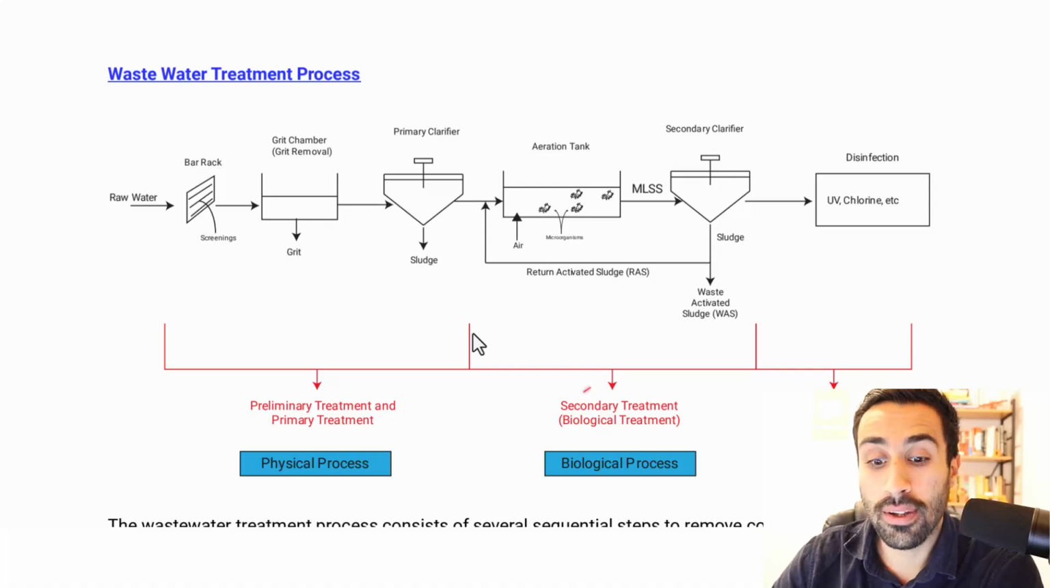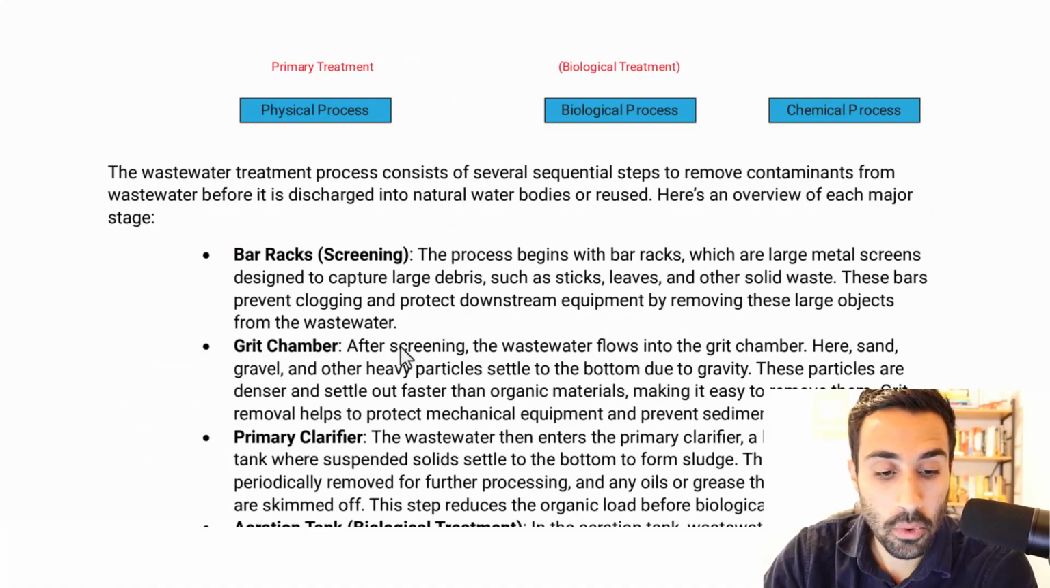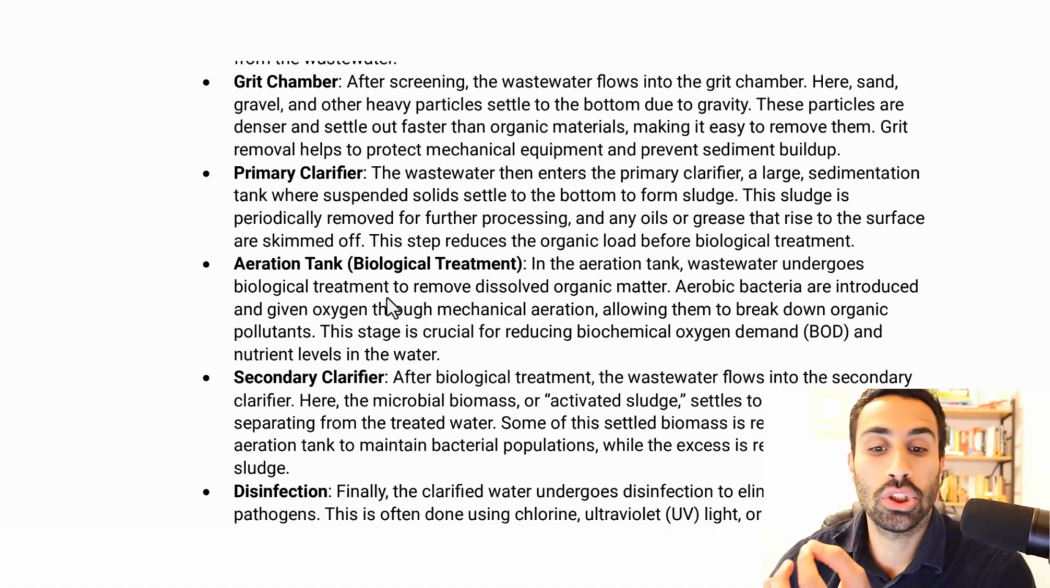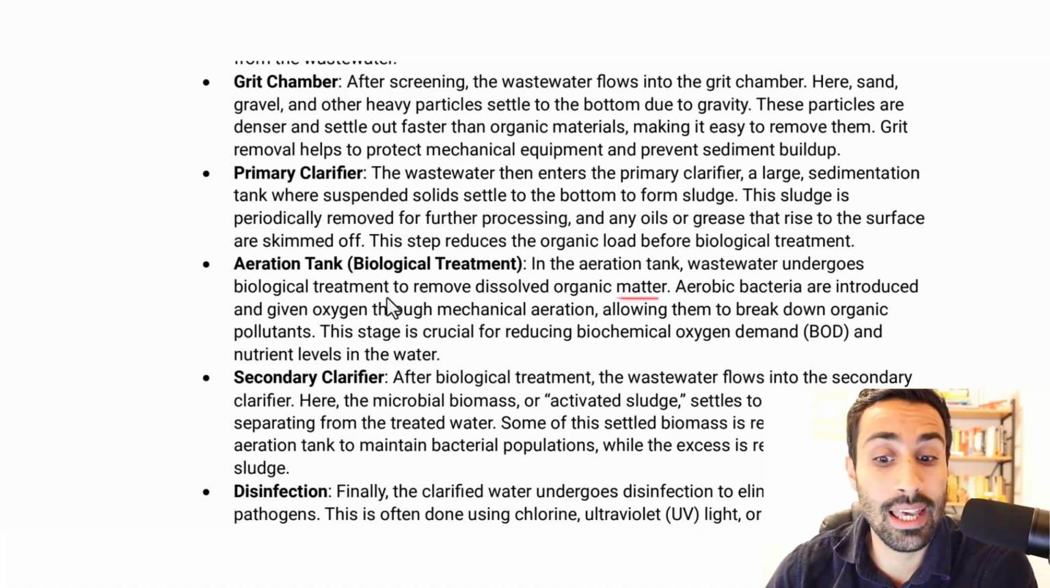Then after that, we move out of the physical process. We go into the biological treatment. Very important right here, secondary treatment. Notice it consists of the aeration tank and secondary clarifier. With that said, let's talk about the aeration tank. So we know in this tank, wastewater undergoes biological treatment to remove dissolved organic matter. Dissolved organic matter. Aerobic bacteria are introduced and given oxygen through mechanical aeration, allowing them to break down organic pollutants.